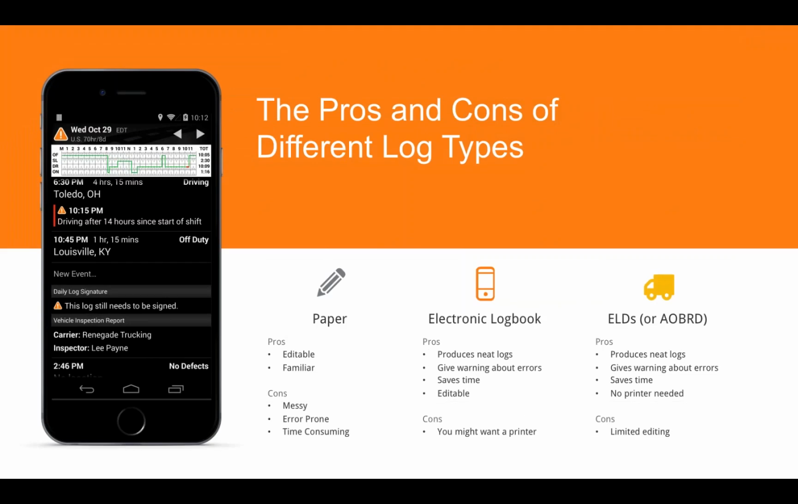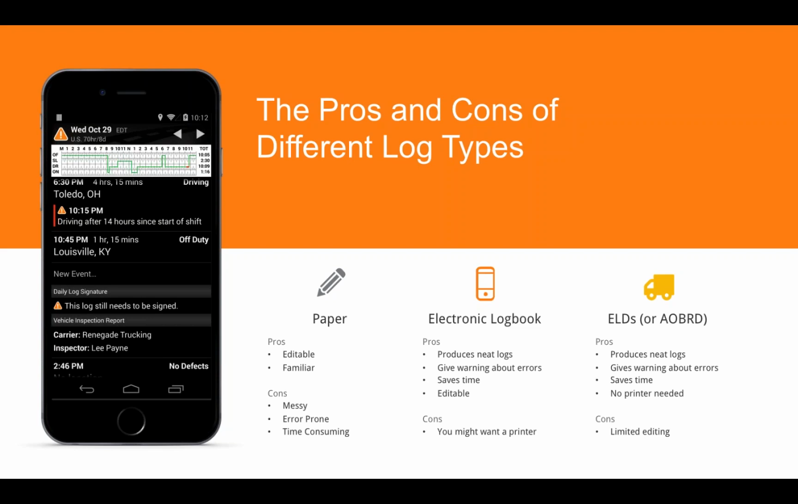So just going off of these different types of logs, here's a brief overview of the pros and cons of these types of logs. So paper, about 80% of drivers are still using paper for their logs. It's familiar and it's easily edited, but it can be messy. It's easy to make a mistake, either math or a mistake of where you put a line, and it takes a lot of time to do this.